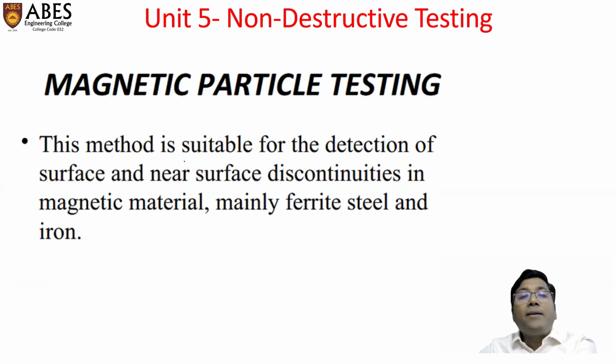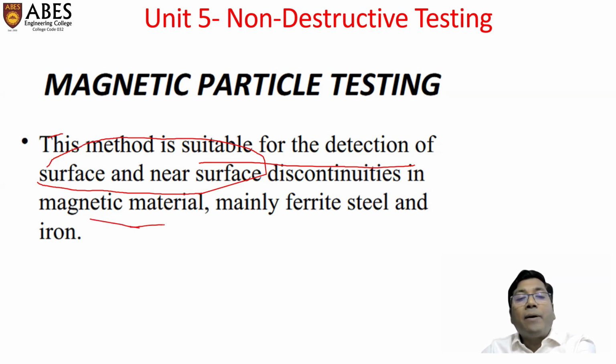Magnetic particle testing is suitable for the detection of surface and near surface discontinuities in magnetic material. The conditions are that the material should be magnetic, and also only surface and near surface discontinuities can be detected. It is mainly used for ferrite steel and iron, which are ferromagnetic materials.